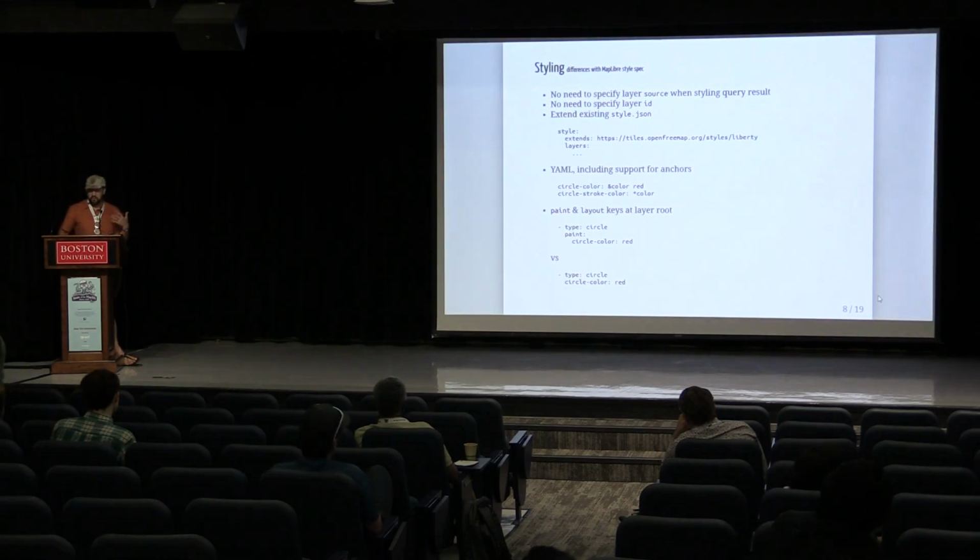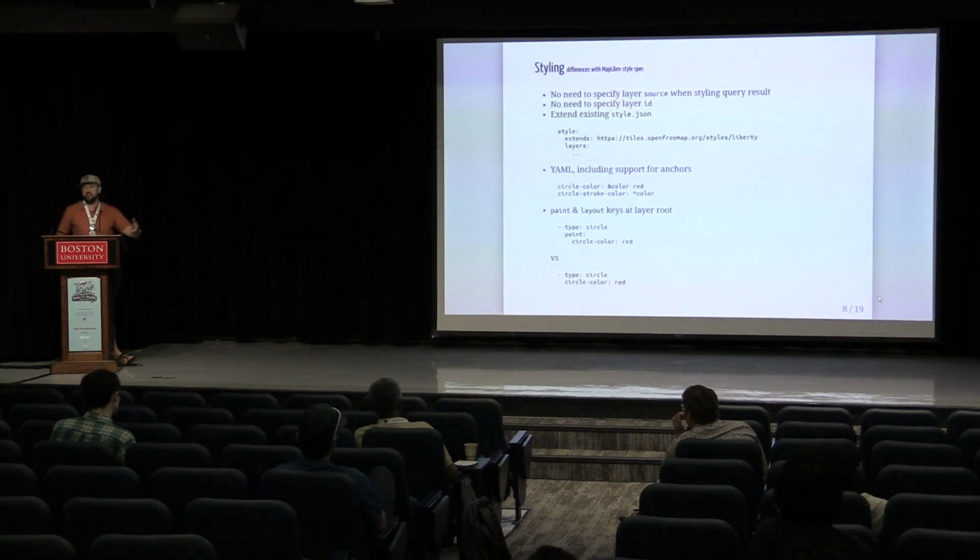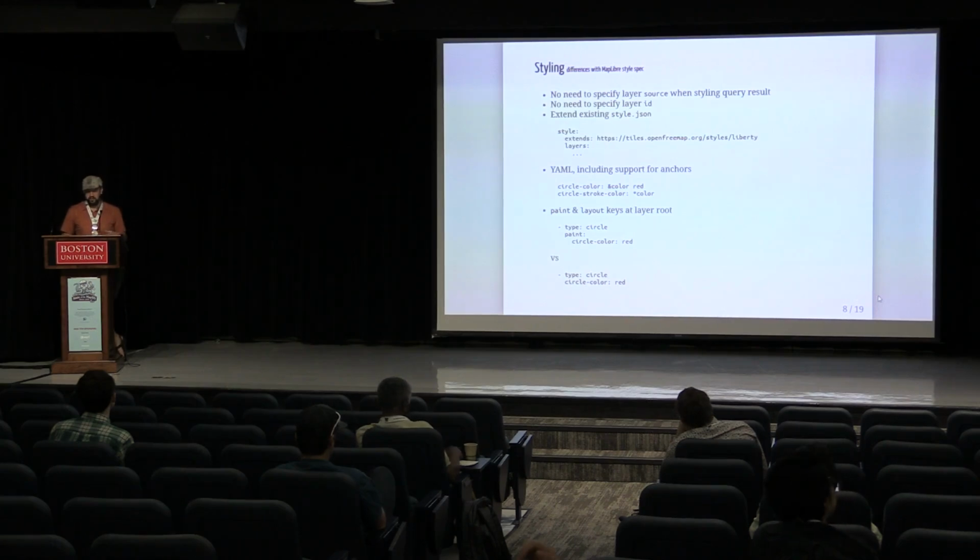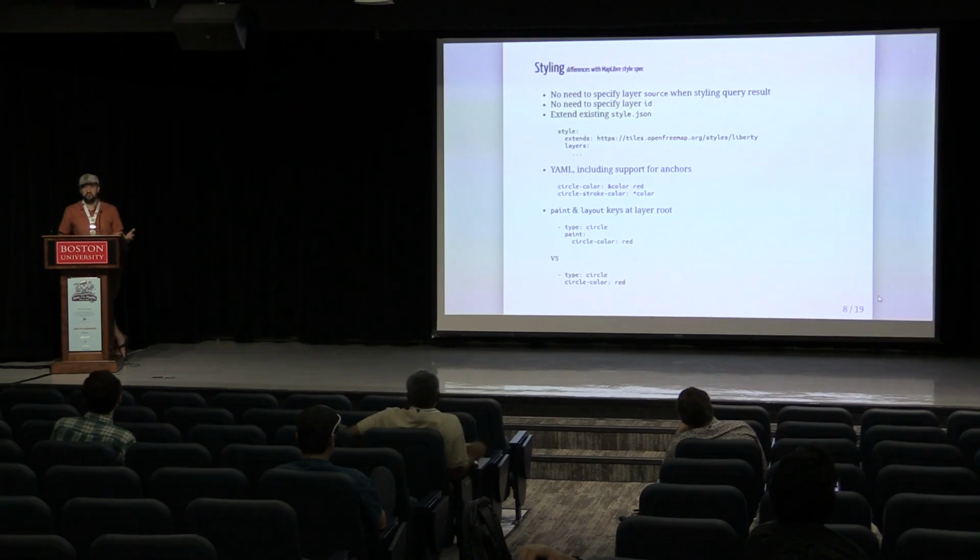So you can specify YAML. The big differences are you don't need to specify a source layer. If you're familiar with MapLibre, every layer has a source definition. By default, Ultra will assume that you are styling your query results, so you don't have to specify that. Similarly, you don't have to give it an ID. The ID is really not that useful in most contexts, actually, so it just generates one. Additionally, you don't have to define an entire MapLibre style, which if you've ever worked with MapLibre styles, you know they're massive.